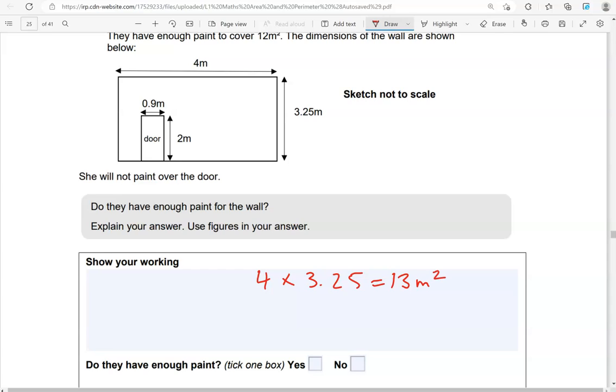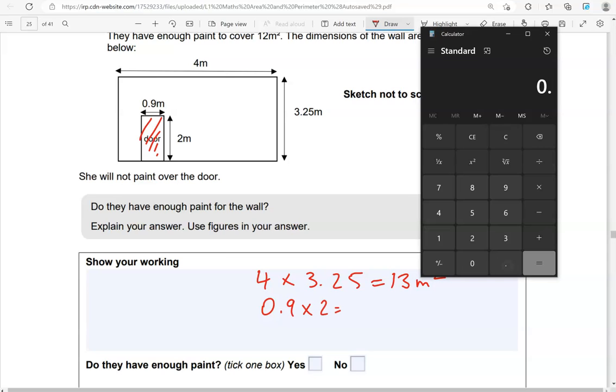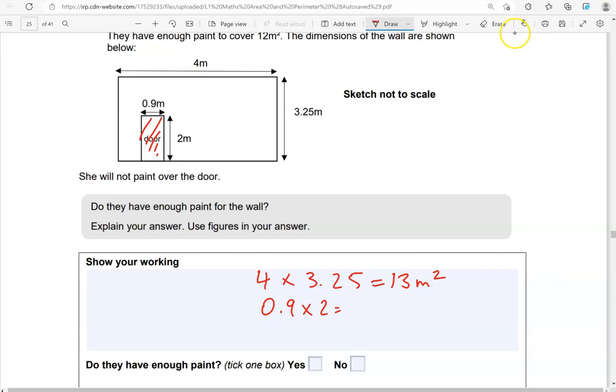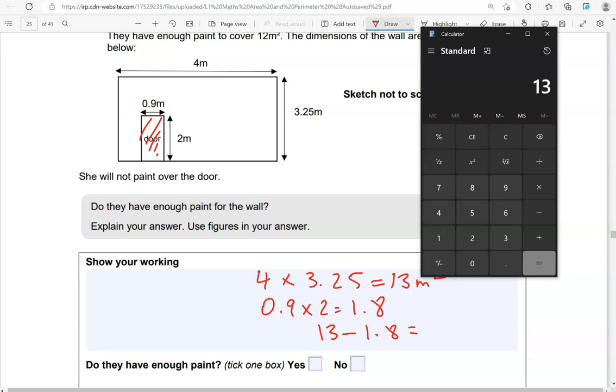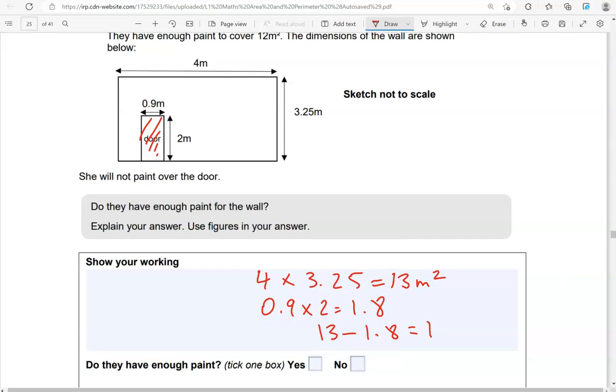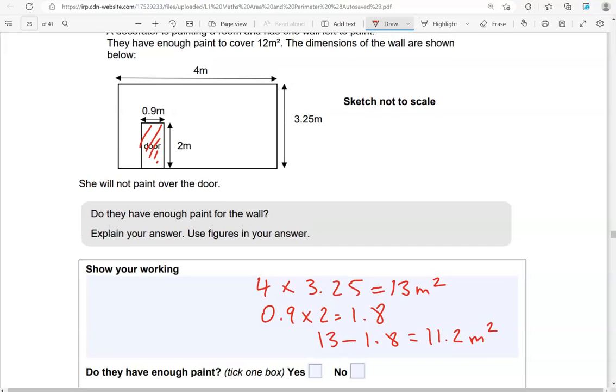But we need to take away the area of the door. So that is 0.9 times 2, which is 1.8. So now 13 take away 1.8 will give us the area for the wall excluding the door, which is 11.2 square meters. And they have enough paint to cover 12 square meters. So this is more than enough.